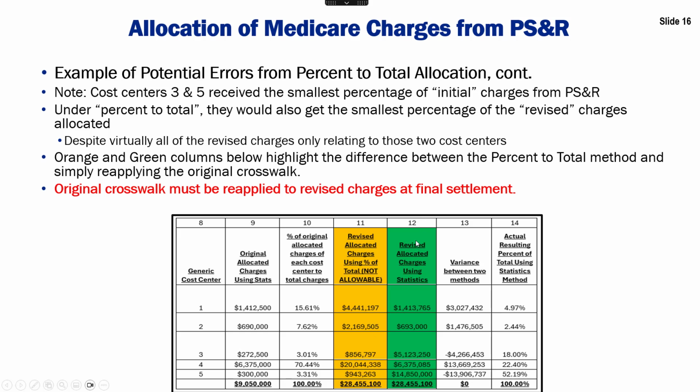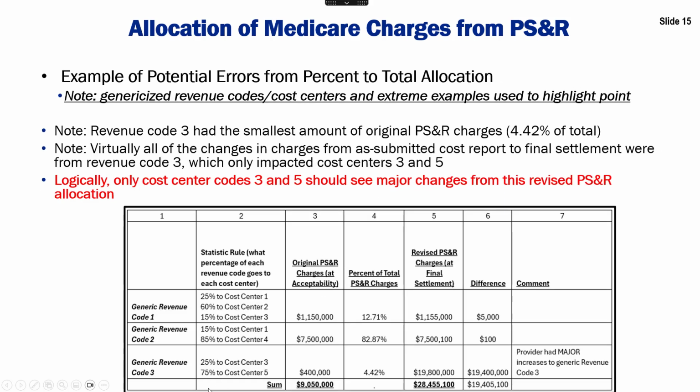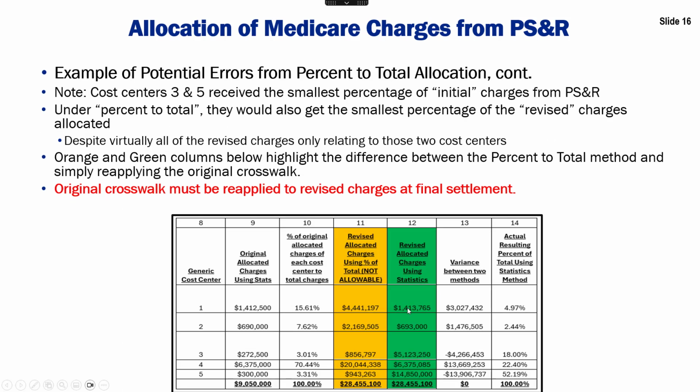If you instead just take your new charges and apply those same statistics that you had before, apply the crosswalk again, here's what you arrive at. Cost centers 1 and 2 didn't change much from the original allocation: $1,000 and about $3,000 of change, not much. Cost Center 4 only changed by $85 if you use that original statistic. But notice Cost Centers 3 and 5. They went from 272,500 of allocated charges to 5 million. And then 5 went from 300,000 to 14.8 million.